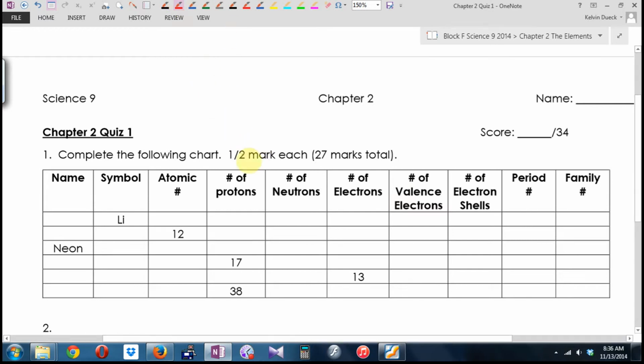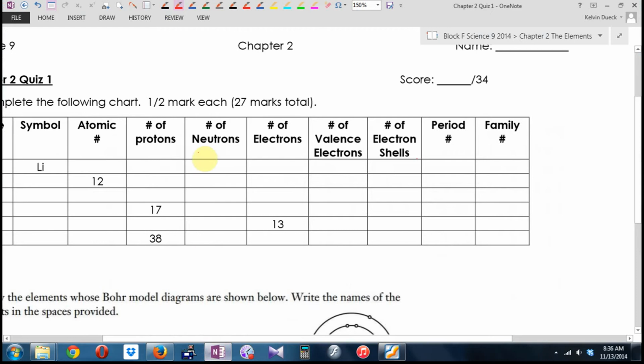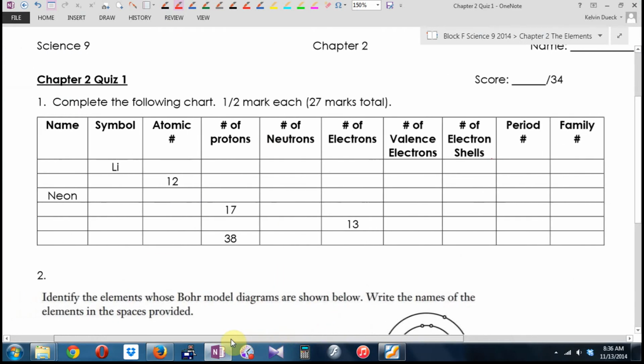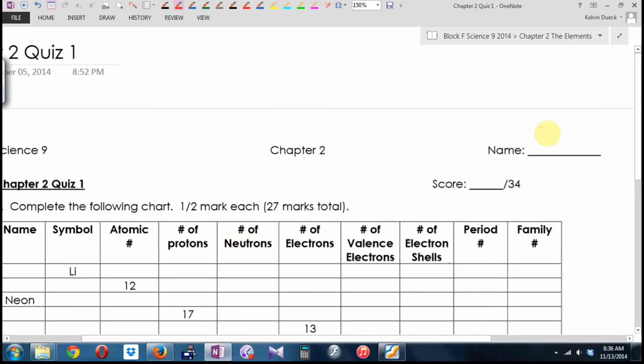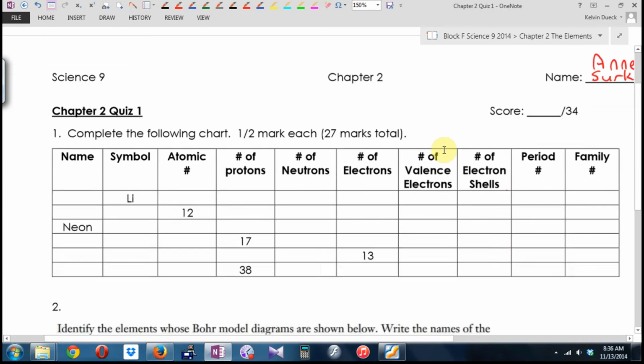Okay, right now my program is freezing and I don't know why. So let's do this. Let's shrink, come back. There we go. For some reason it wouldn't let me move. Let's try that again. Name, good old Ann Surkey. She gets everything right. My favorite kid.